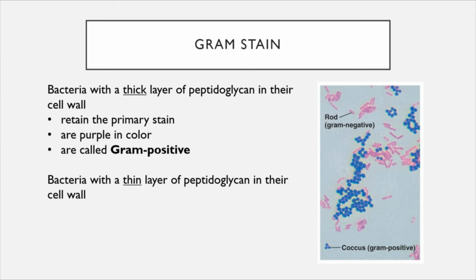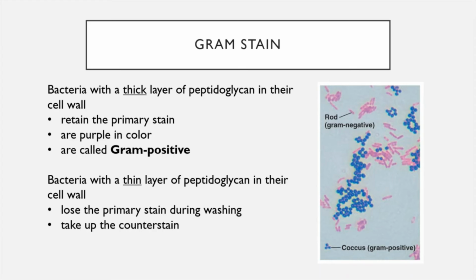On the other hand, bacteria that have a thin layer of peptidoglycan in their cell wall will lose the primary stain of crystal violet during washing. It's pulled out of that thin layer. They will then take up the counterstain of safranin and turn pink in color. We call these types of bacteria gram-negative.